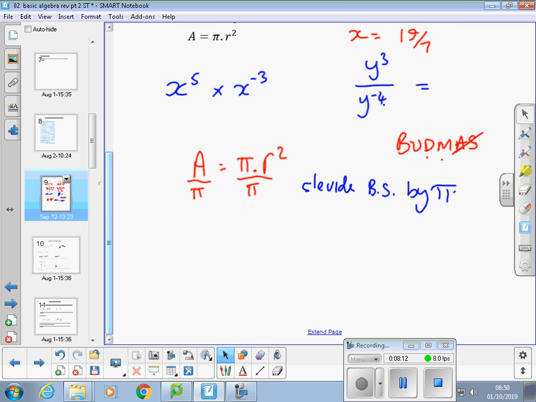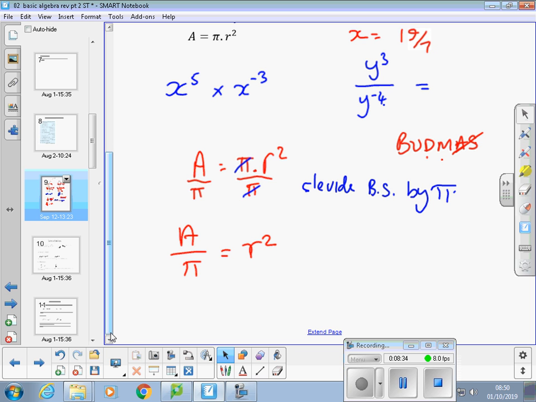Divide both sides by pi. And then what that means is those two pi's cancel out. Eventually I won't be doing this, saying that cancels that bit, because you'll get used to it. But at this moment in time, so you can see where it comes from, we have A over pi is equal to R squared.